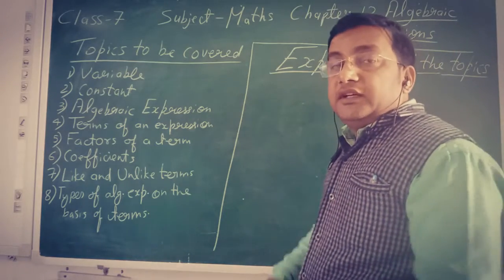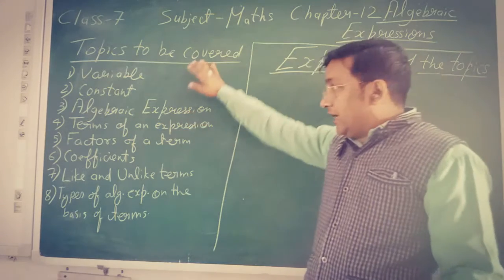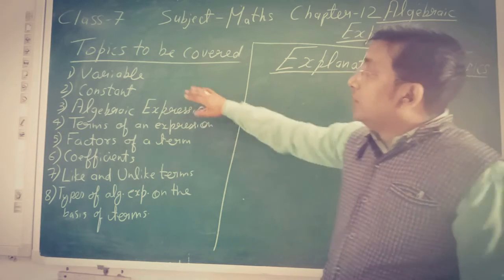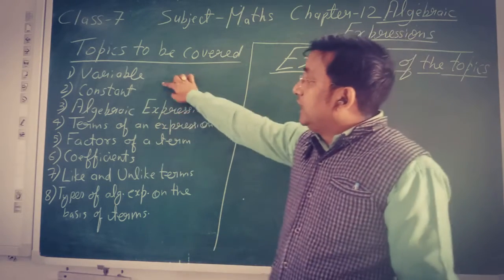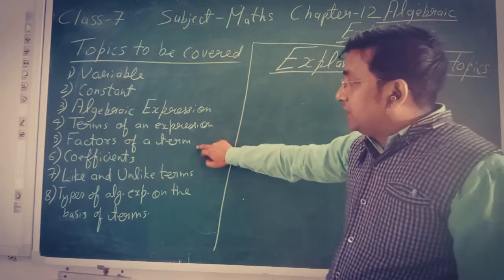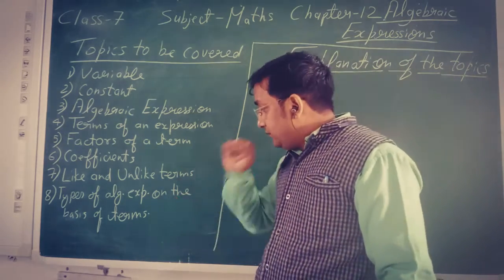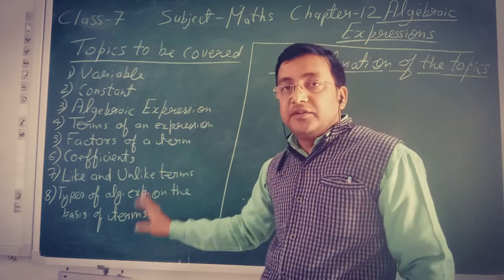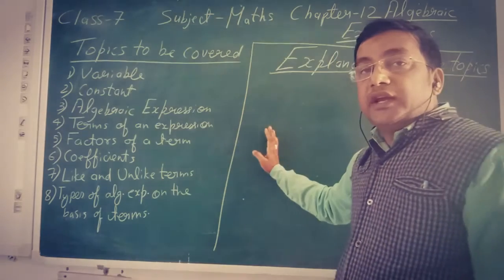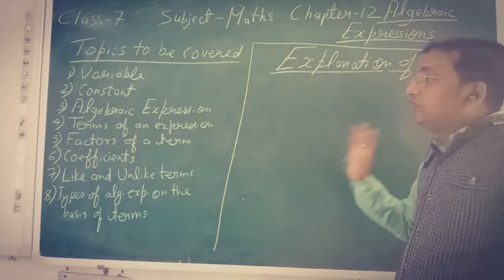Children, in this video, we'll discuss chapter 12, algebraic expression for class 7. These are the topics that we will be covering in this video. Very small topics are there: variable, constant, algebraic expression, terms of an expression, factors of a term, coefficients, like and unlike term, and types of algebraic expression on the basis of terms. These all 8 terms we will discuss, and after that you will be able to do the first exercise, that is 8.1. Here I am going to explain all these terms.